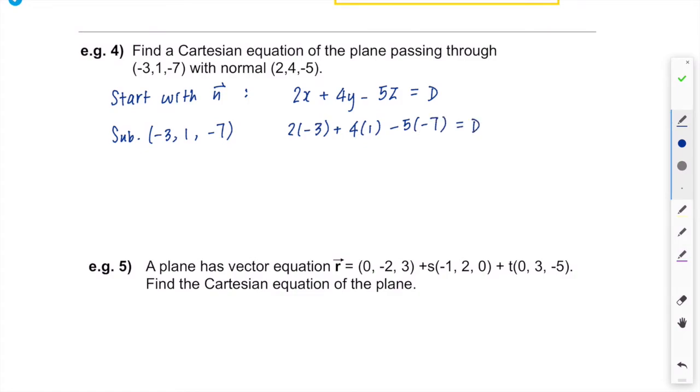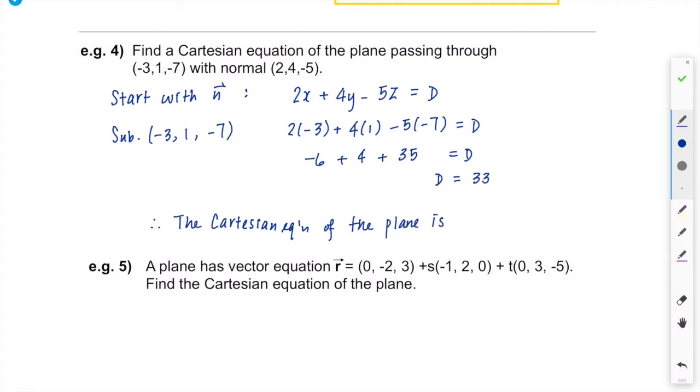Let's work out the constant d. I have -6 plus 4 plus 35. That's 33, so d is 33. And therefore, we have the Cartesian equation of the plane is 2x plus 4y minus 5z equals 33.